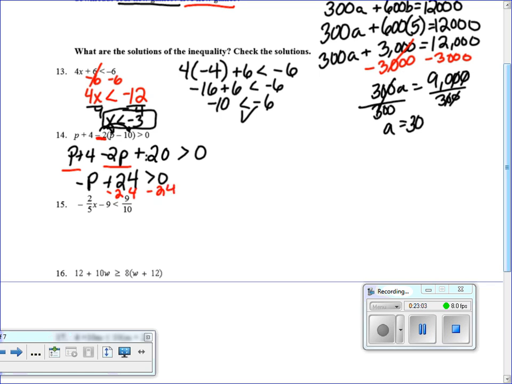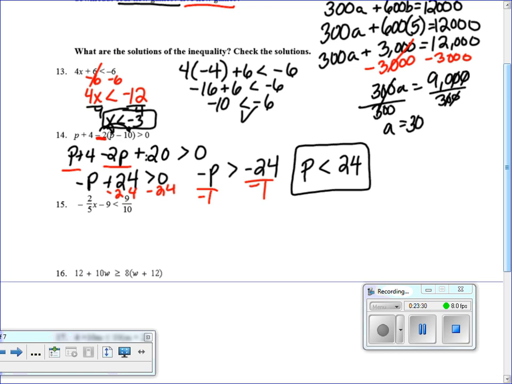So we have negative p is greater than negative 24. We don't want to know what negative p is. We actually need to know what p is, positive p. So we're going to divide both sides by negative 1. This changes to a positive p. Because we divided by a negative number, our inequality switches to a less than, and negative 24 changes to a positive 24. And so your solution is p is less than 24.